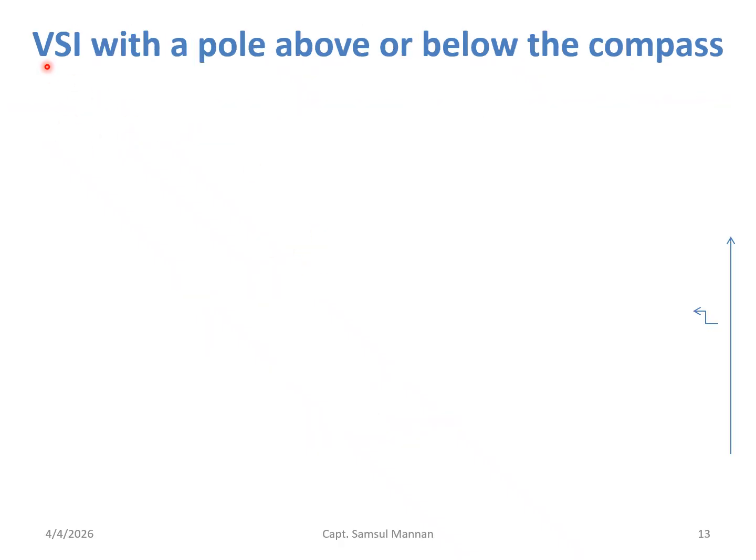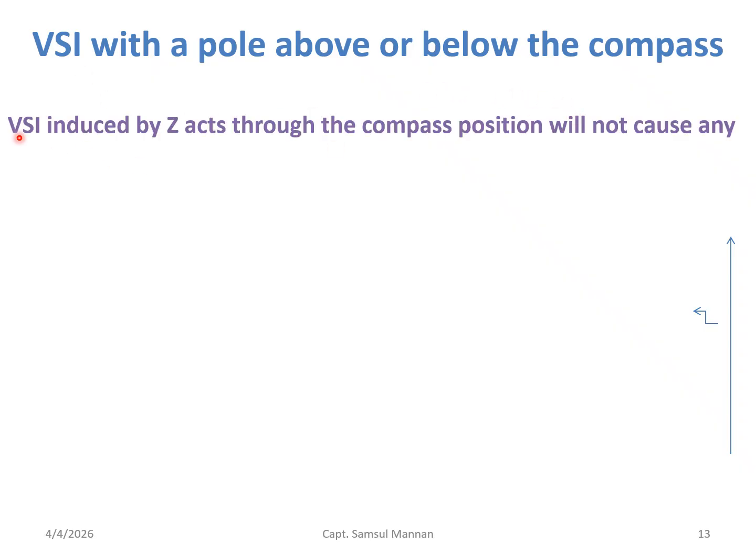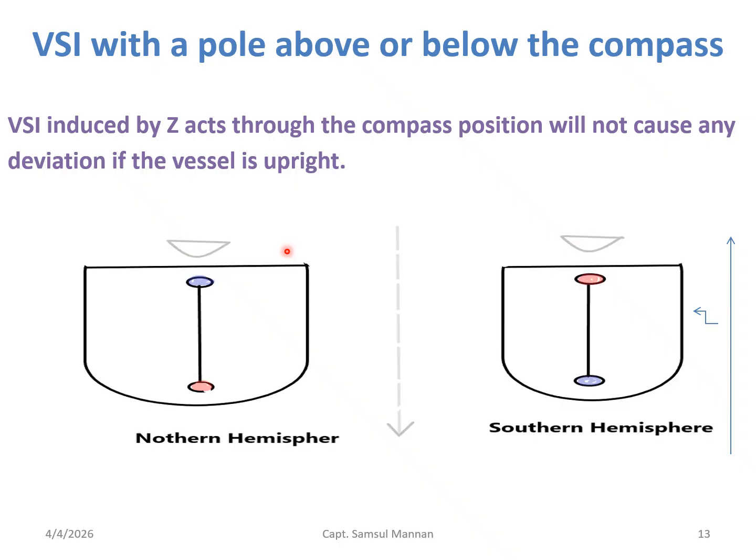Now let us see what happens with a vertical soft iron with a pole above or below the compass. This vertical soft iron induced by Z acts at the compass position and will not cause any deviation if the vessel is upright, right? So this type of VSI will not have any kind of impact when the vessel is upright.